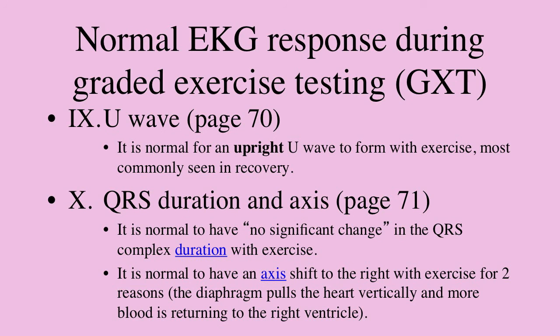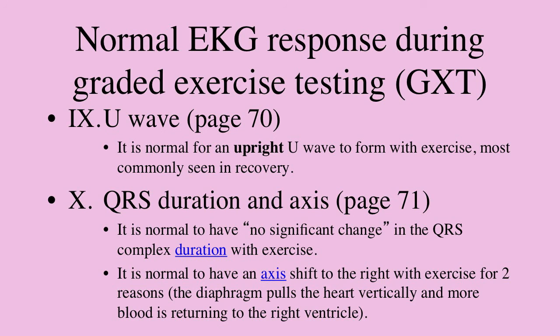One of the reasons is anatomical, and that's that the diaphragm, during deeper breathing during exercise, tends to anatomically pull the heart a little bit to the vertical area, and therefore pulling it to the right. And so that's an anatomical reason.